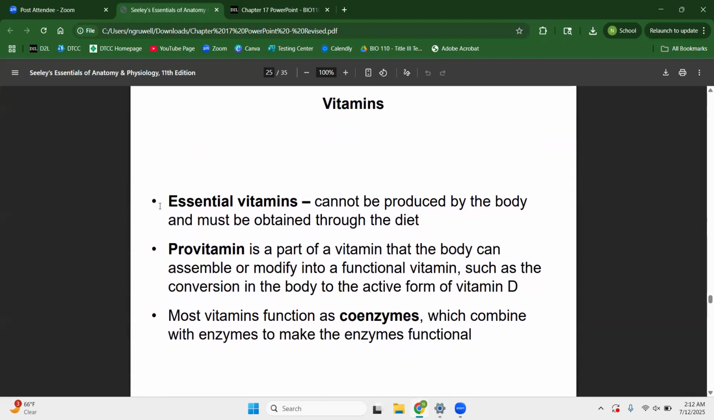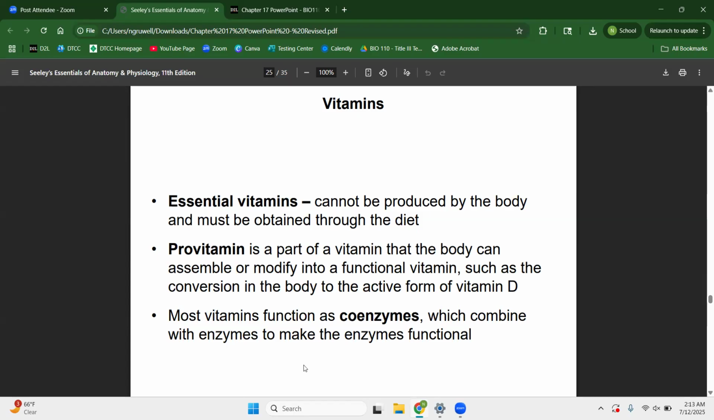So again, as soon as we tag that word essential on the front of it, it means that our body is not producing enough of these, and we have to obtain these through our diet. Provitamin is a portion of a vitamin that our body can assemble or modify into a functional vitamin. One of the best examples of this that we've hit on a couple times is that our body has to convert vitamin D into the active form of vitamin D, which is activated by sunlight. And there's a few other stops along the way to get vitamin D to a form we can actually use.